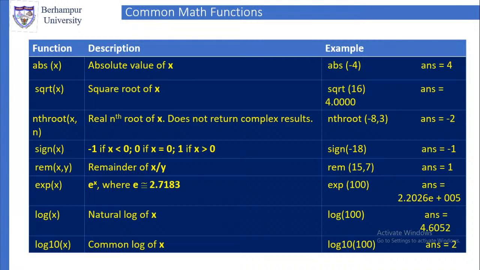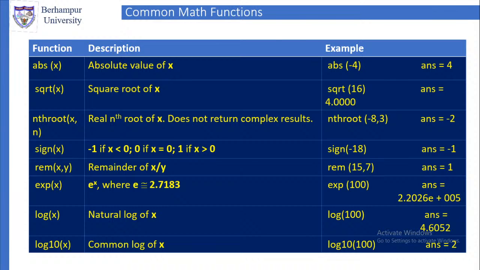Similarly, REM x, y. This REM stands for remainder, the remainder of x, y. So if I take REM 15, 7, then it will find out the remainder of 15 divided by 7. Now 15 divided by 7 gives us a remainder of 1. Therefore, REM 15, 7 will give me 1.